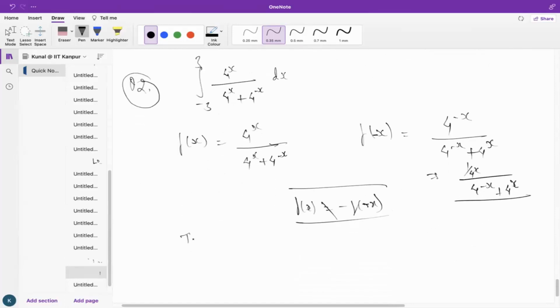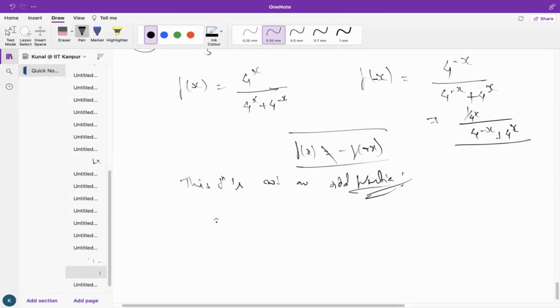So this function is not an odd function, so we have to go through the even-odd rule. So even odd rule अपन लगा सकते हैं. So let's apply the even-odd rule. If it were an odd function, we would directly write the I value as 0. But this function is not an odd function, so we have to apply the even-odd rule.